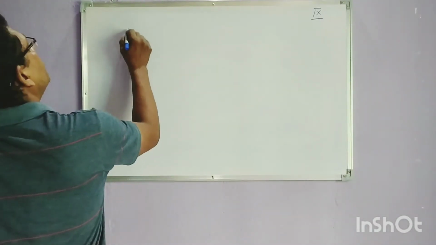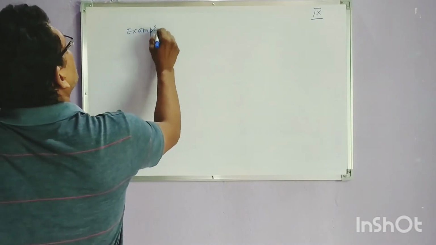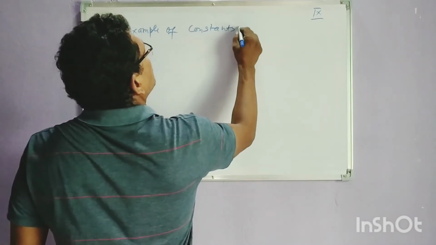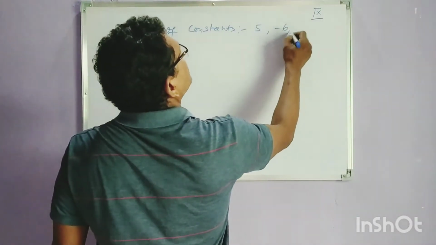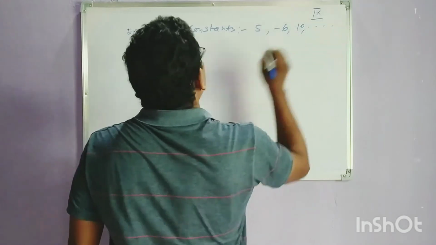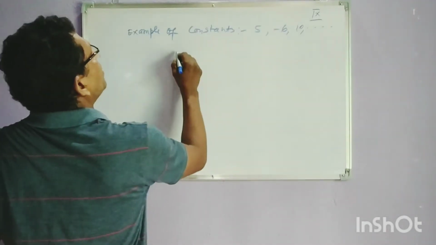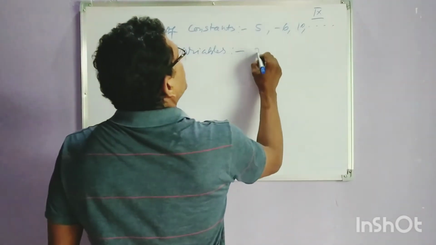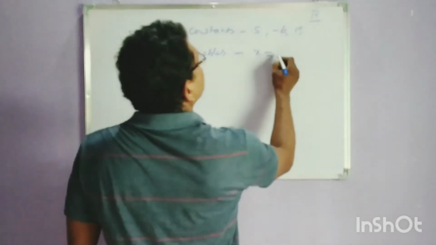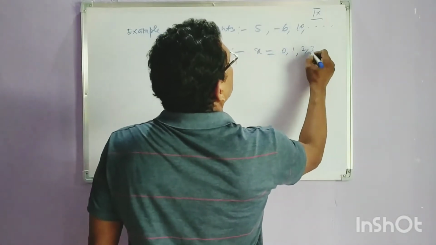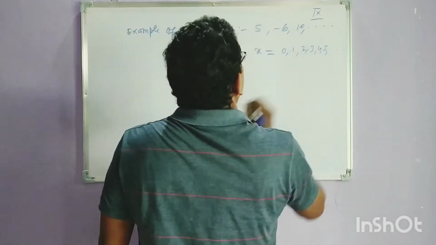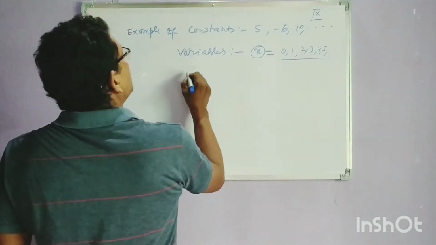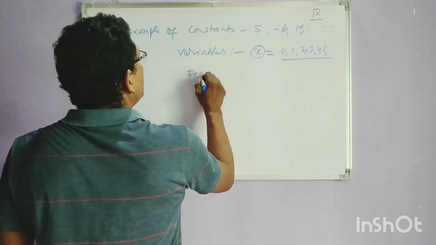Now, examples of constants. 5, minus 6, 10, these are constants. Now examples of variables. If you put the value of x as 0, 1, 2, 3, 4, 5, etc., here you see the value of x goes on changing. We take an example here for variable.